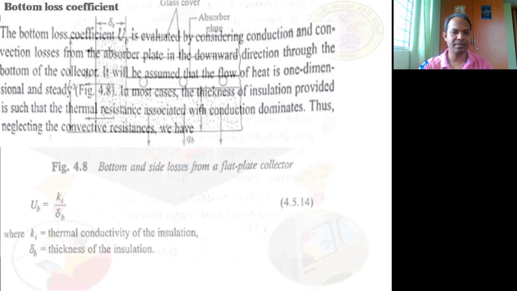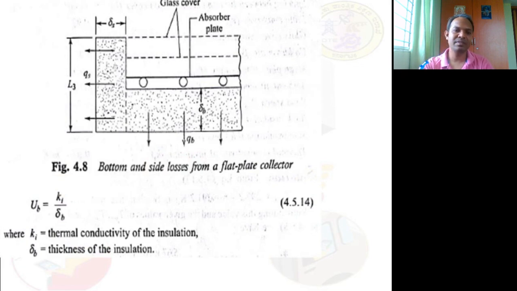That is the physics of heat transfer. Now, K is nothing but the thermal conductivity of this insulation. If you use wood, the thermal conductivity of wood is used. If you use wool, the conductivity of wool is used. If you use any insulating material, that solid material's thermal conductivity is used. It is in watts per meter degree centigrade. Delta B is nothing but the thickness of the insulation.